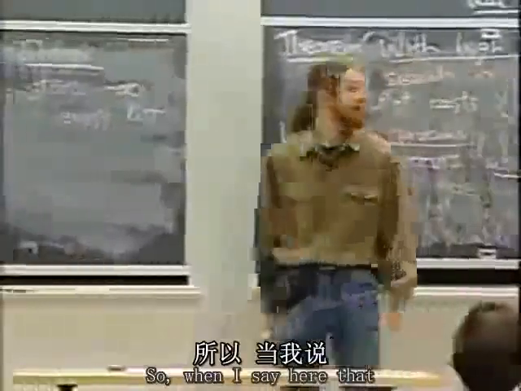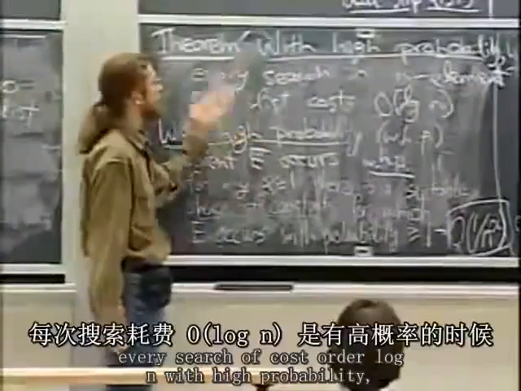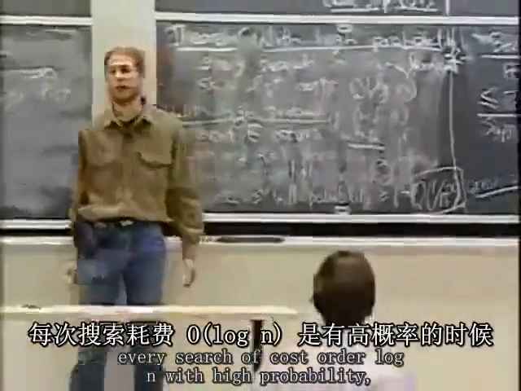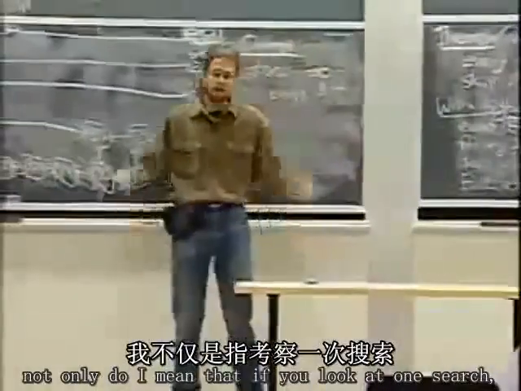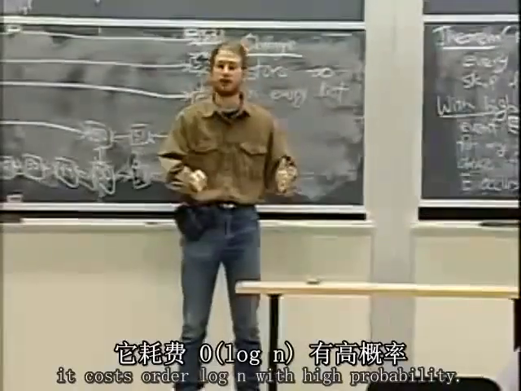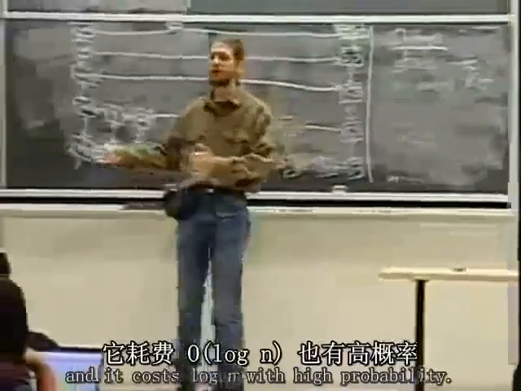So when I say here that every search costs order log n with high probability, not only do I mean that if you look at one search, it costs order log n with high probability, you look at another search and it costs log n with high probability.